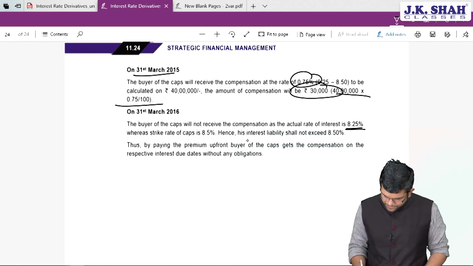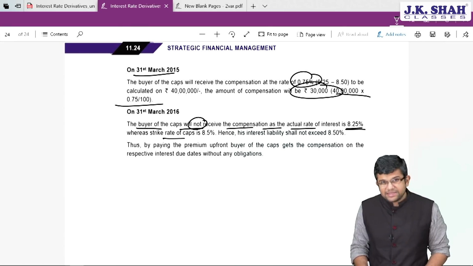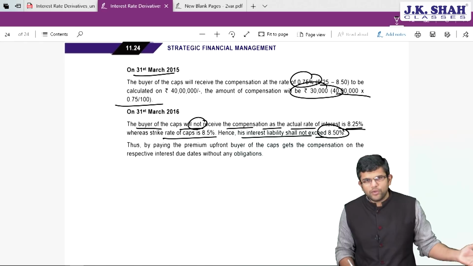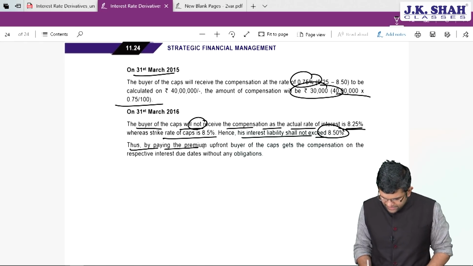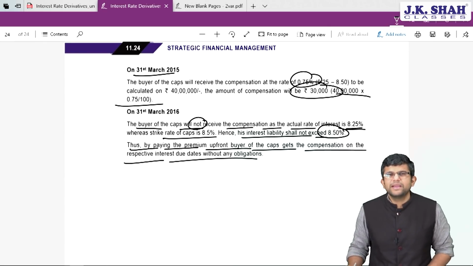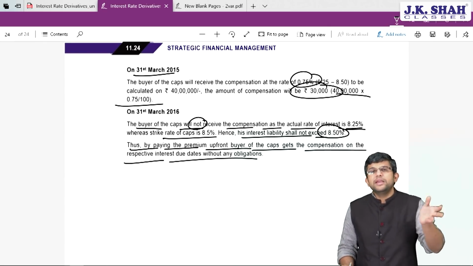That's what they're saying. Yes, so the buyer of the caps will not receive any compensation as the actual rate of interest is less than 8.5%. Everybody following? And of course therefore his interest liability shall not exceed 8.5 because he will be borrowing at 8.25. Thus, by paying the premium upfront, buyer of the cap gets the compensation on the respective interest due dates without any obligation.